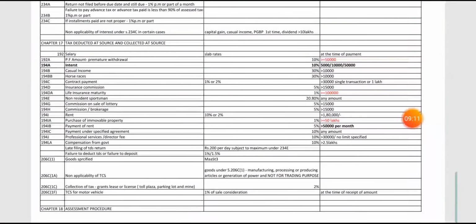This is 20.8%, which is 20% plus 4% cess. In case the income exceeds 50 lakhs or 1 crore, surcharge will also be applicable over and above this rate. Okay, income received by a non-resident sportsman.